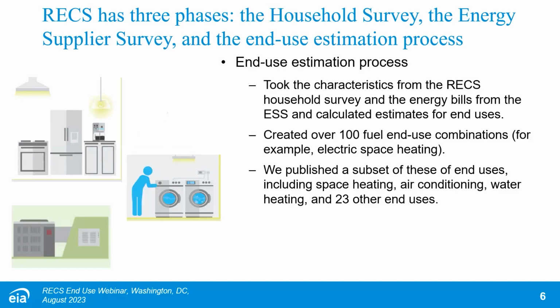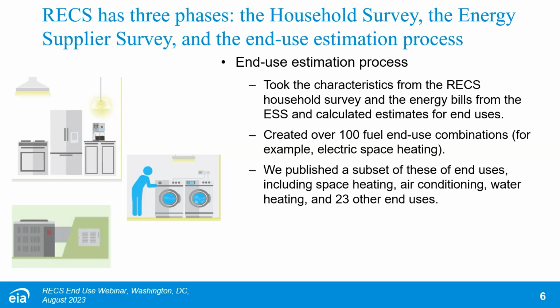Finally, once we have all of the housing characteristics from the responding households and their corresponding energy supplier data, we can complete our end-use estimation process. Greg is going to give you much more information about this later in the webinar. We produce estimates for over 100 energy end-use combinations and publish around 26 distinct end uses. Some examples of our published end uses are space heating and air conditioning, as well as smaller end uses such as the energy used by primary TVs and ceiling fans.